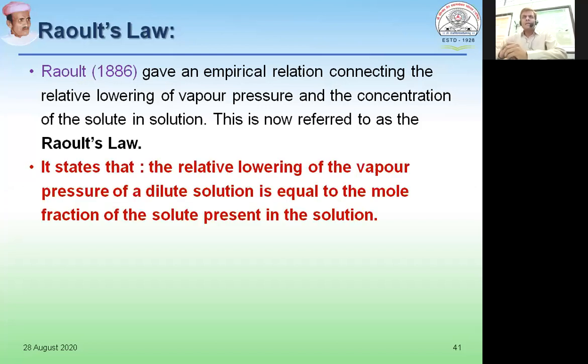The statement of Raoult's law goes like this: the relative lowering of vapor pressure of a dilute solution is equal to the mole fraction of the solute which is present in that solution. What it means is, whatever lowering of vapor pressure of a pure solvent takes place will be equal to the mole fraction of the solute which is added into the pure solvent to get a solution.